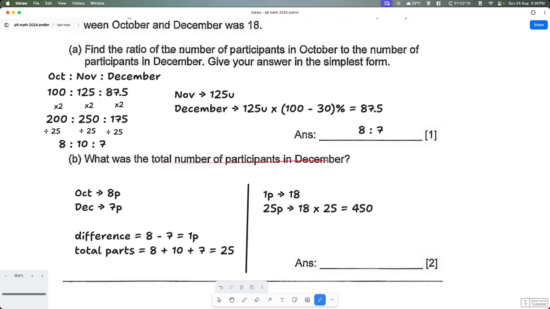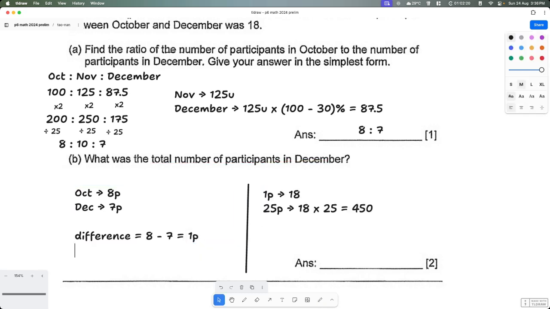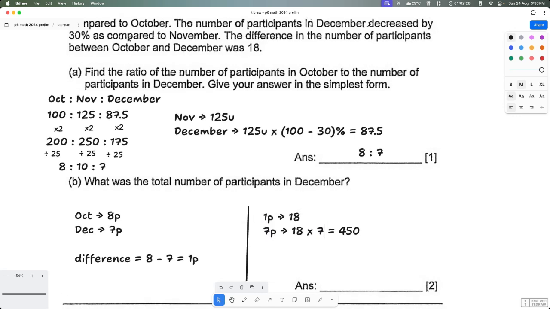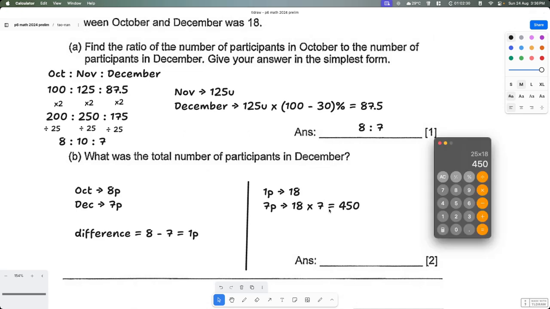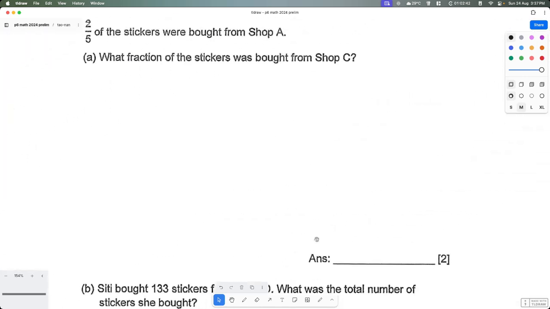Whoops, this is the total number of participants, but we don't need to care about the total parts. The question asks for December, which is 7 parts, which is 18 times 7. That is 126. So that's the answer, 126. All right, let's move on to the next question.